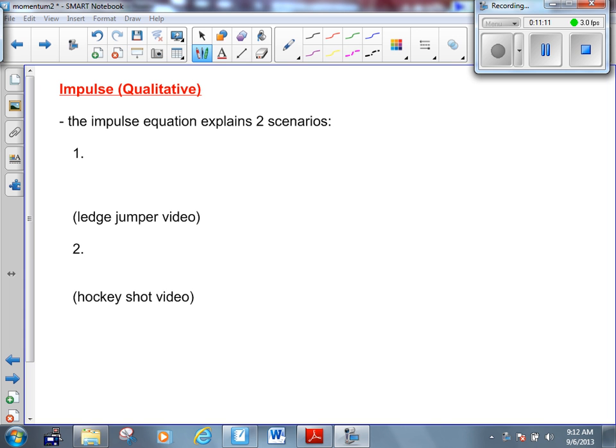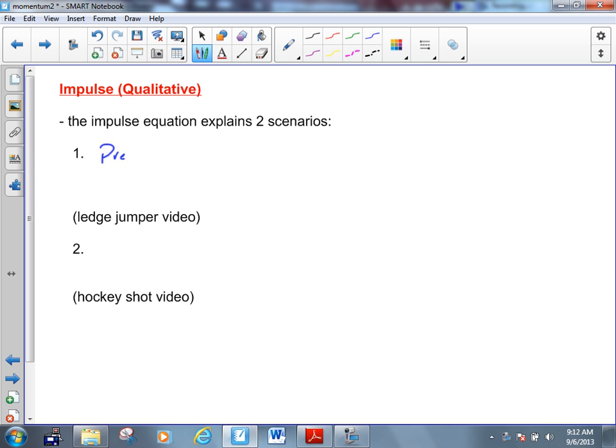Yesterday, we looked at the two qualitative implications of impulse, those two things that could be explained by impulse, not mathematically, but just conceptually. The first one was when we had that predetermined impulse. The second one was when we had what I called that non-predetermined impulse, that word that isn't really a word.